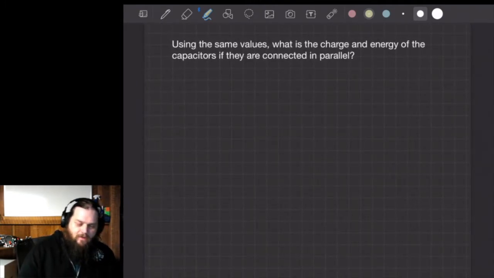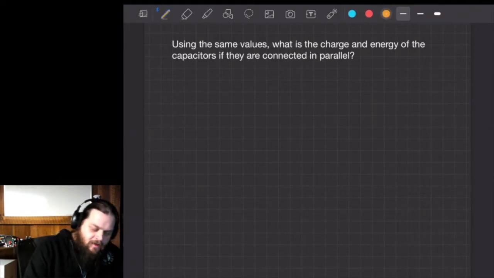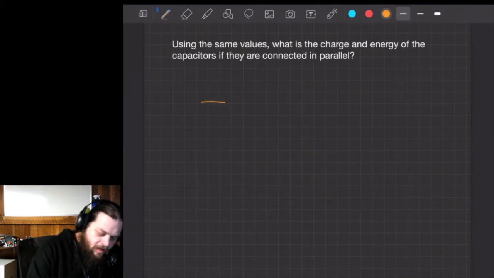So if we use those same values, what is the charge and energy of the capacitors if they're connected in parallel? So here we have a parallel circuit.